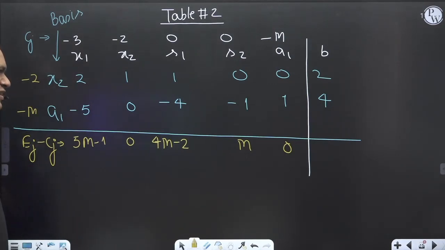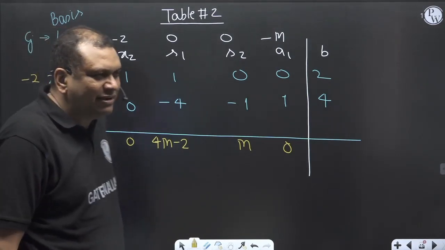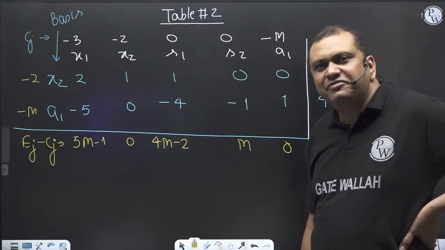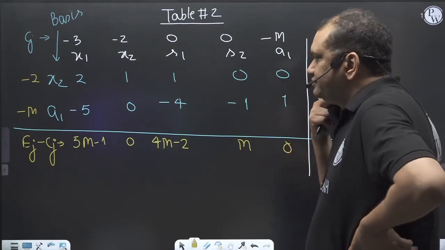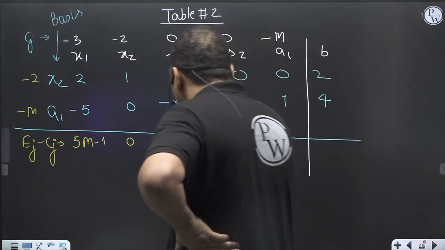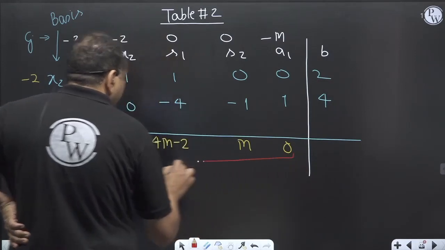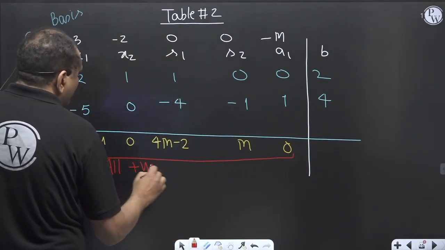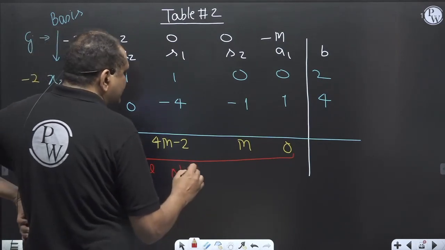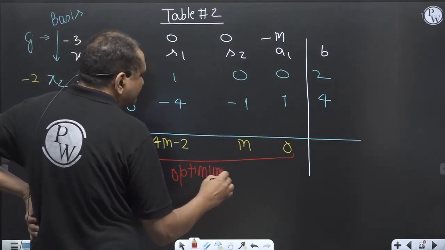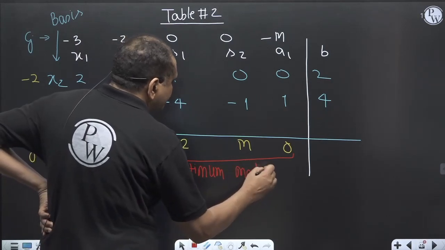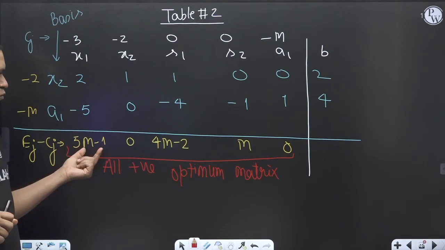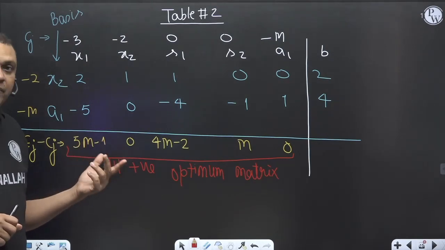Now here there is a very important piece of information that we have to extract. Here all are positive, so it's an optimum matrix.